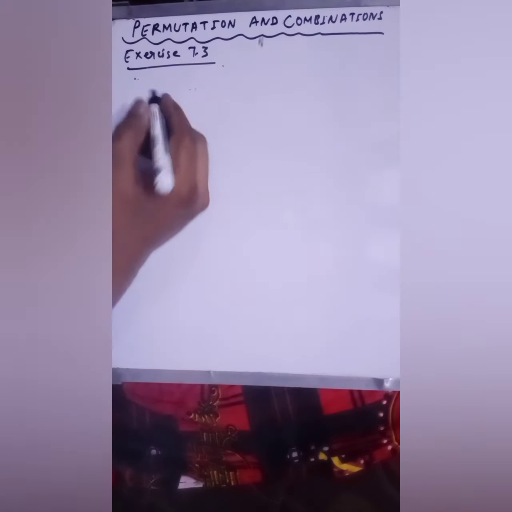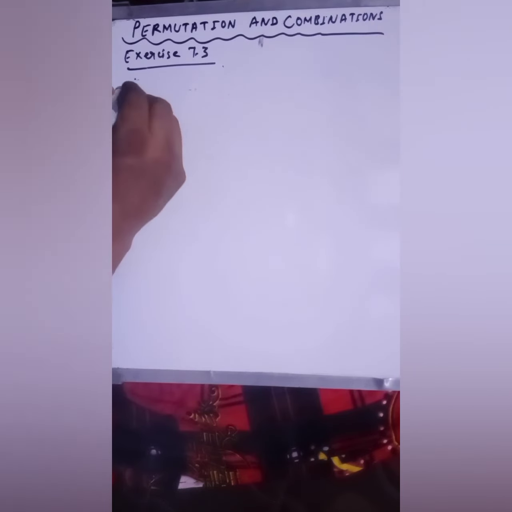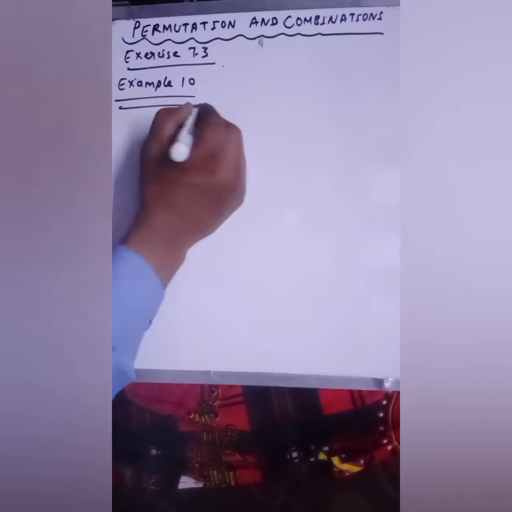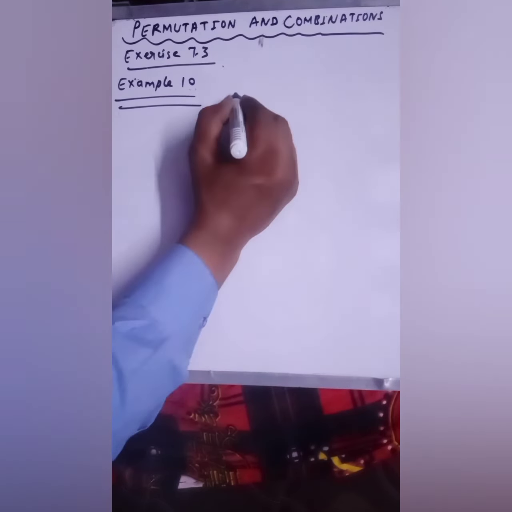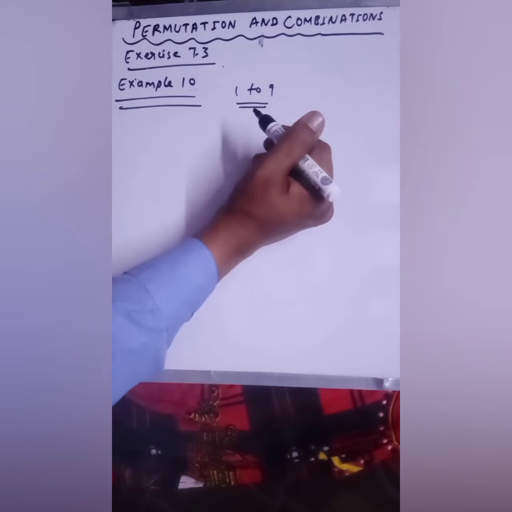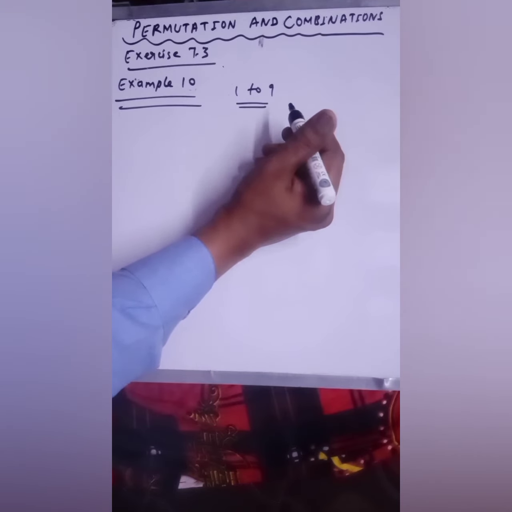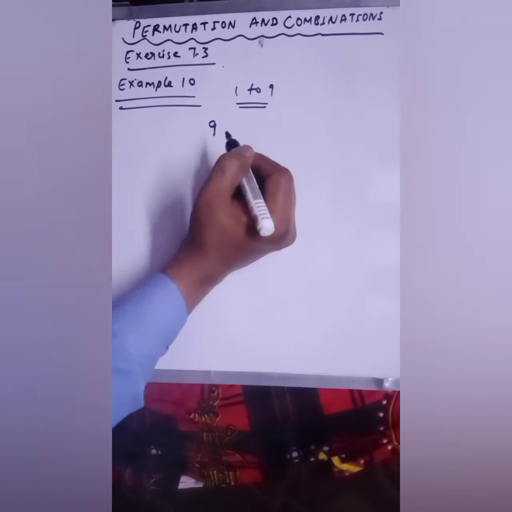Now see children, now here I am going to solve example number 10 of NCERT. How many 4 digit numbers can be formed by using the digits 1 to 9, if repetition of a digit is not allowed? Here the repetition is not allowed, so your total choices are 9.